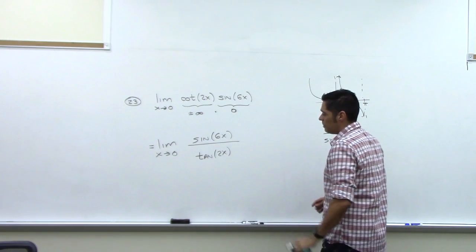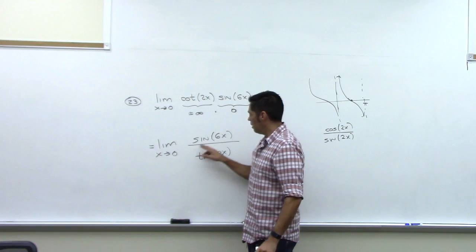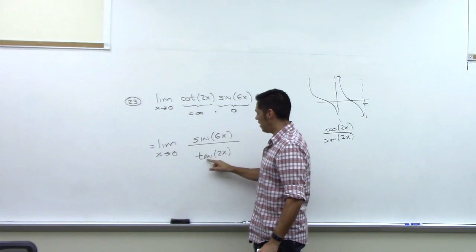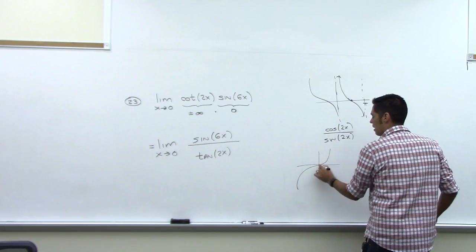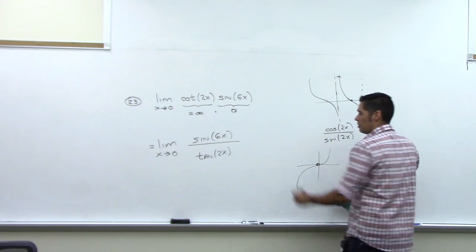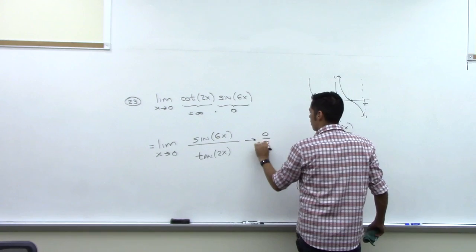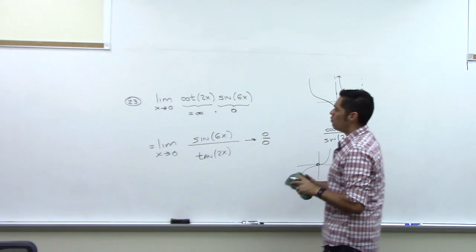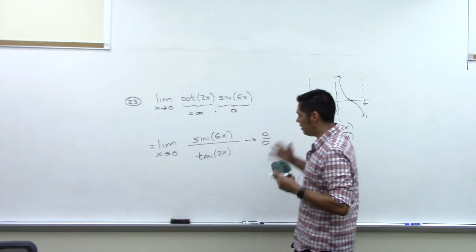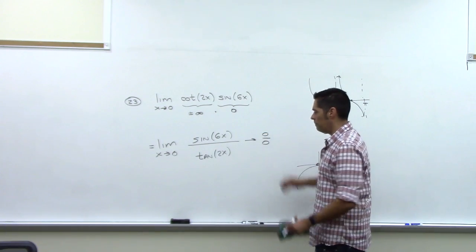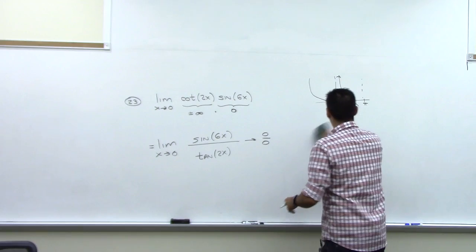And now let me see what happens when x goes to 0. Sine of 0 is 0. Tangent of 0, remember a graph of tangent looks like this. Tangent of 0 is 0 also. So now this looks like 0 over 0. So I've just rewritten the form of infinity times 0 as a different form of 0 over 0. And now I can use L'Hopital.